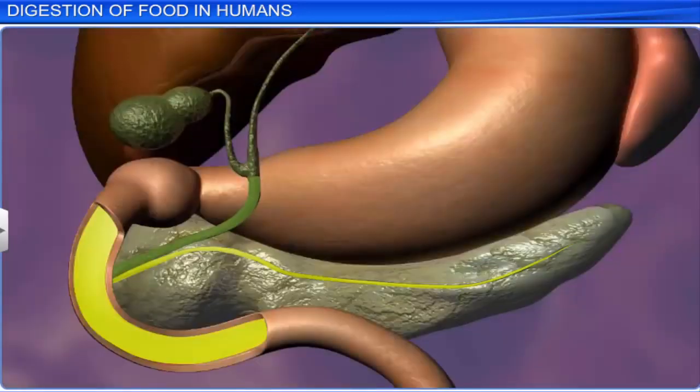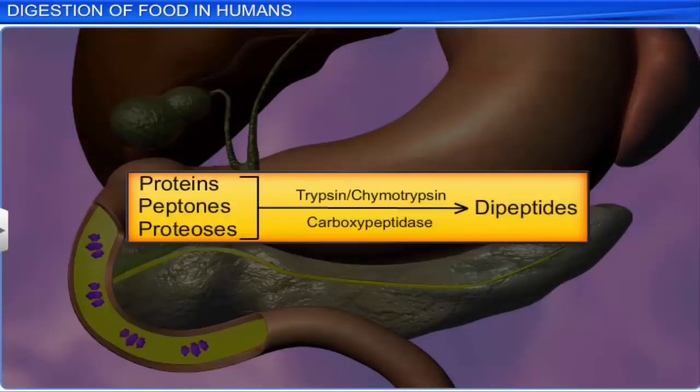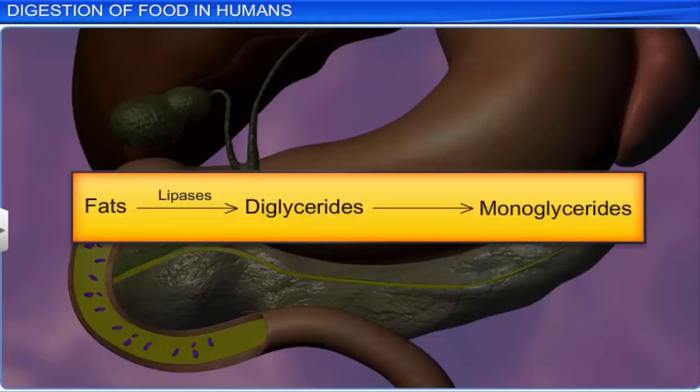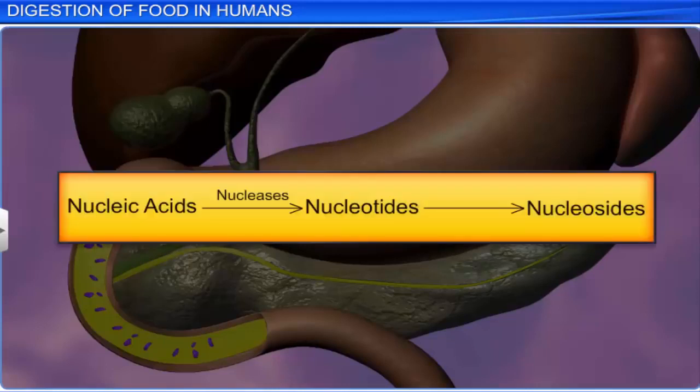The bile and pancreatic secretions now start converting complex molecules of the chyme into simpler forms. The proteolytic enzymes trypsin, chymotrypsin, and carboxypeptidase, for instance, act upon the proteins, proteoses, and peptones and convert them into smaller peptides. Similarly, the pancreatic amylase hydrolyzes the carbohydrates into simple sugars or disaccharides. On the other hand, enzymes such as lipases break down fats into diglycerides and monoglycerides with the help of bile, whereas nucleases act on nucleic acids and form nucleotides and nucleosides.